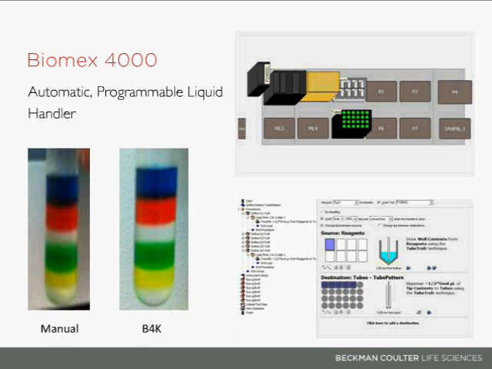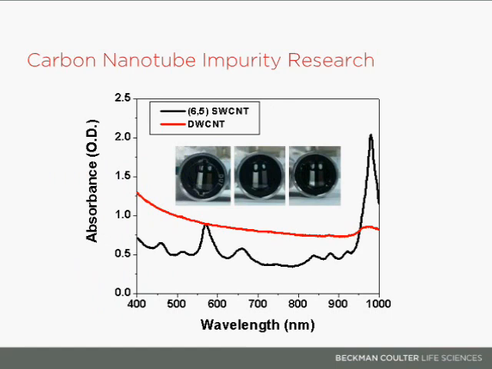So we collected our 6,5 carbon nanotubes, confirmed that they had the 2 peaks of absorption that we were expecting. We also prepared a solution of double-wall carbon nanotubes with a length fractionation to kind of limit the heterogeneity of the sample. And then we loaded these into AUC cells. You see the pictures here. We had just pure 6,5 carbon nanotubes in one cell, just pure double-wall carbon nanotubes in another cell, and the third cell there is a 50-50 mixture of the two.